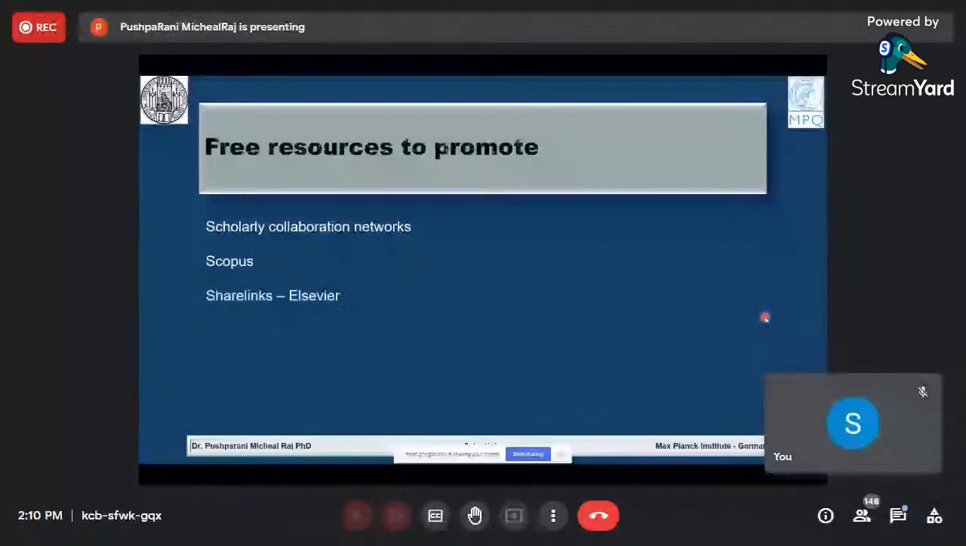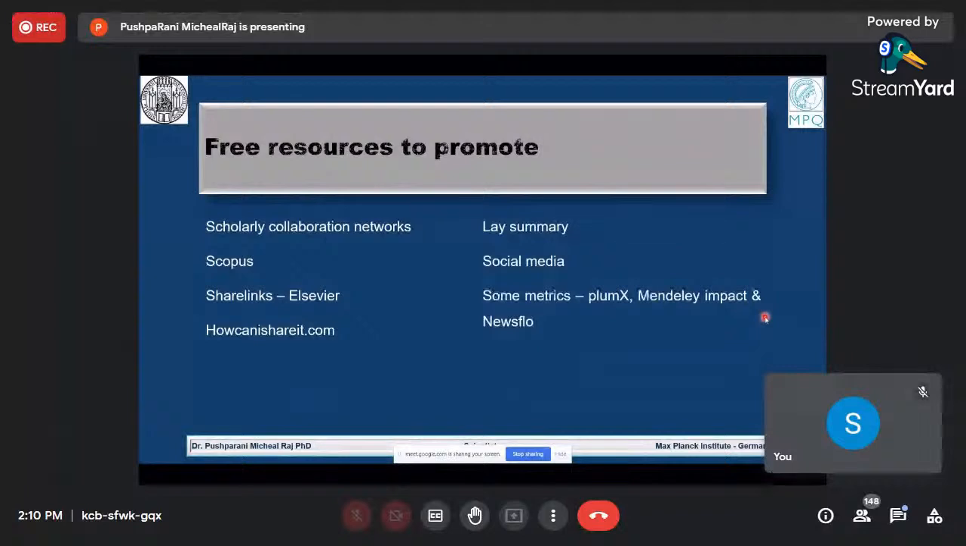So you could say that Scopus, ShareLinks, Elsevier, HowCanIShareIt.com, Lay Summary, and some social media like LinkedIn are all promoting science. There are also some metrics that will show you whether your work is getting more impact. Is your work more often visited by scholars, or how is your journal being cited? So you could look at these metrics and understand if your research is making a real impact to the world of science or the society in general.